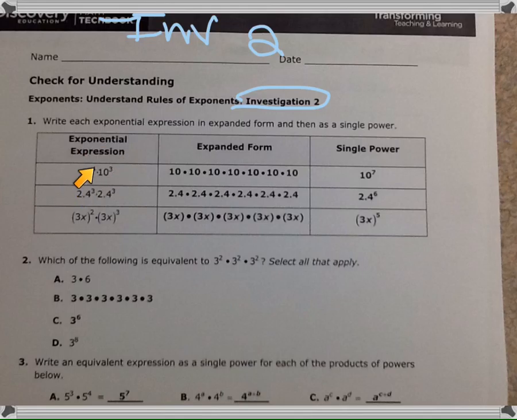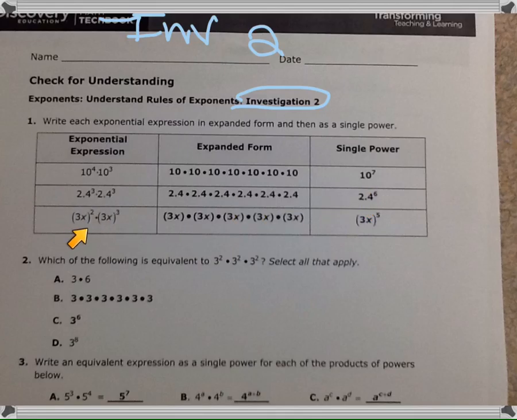So 10 to the power of 4 times 10 to the power of 3 in this scenario, since the base remains the same, you would add 4 plus 3. So these two multiplied together would be 10 to the power of 7, because 4 plus 3 is 7. Here we had 2.4 to the power of 3 times 2.4 to the power of 3. So we had 2.4 multiplied by itself 3 times, multiplied by 2.4 multiplied by itself 3 times. And then 3 plus 3 is 6, so we would get 2.4 to the power of 6.